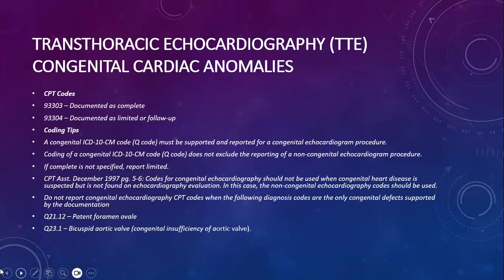A congenital ICD-10 code or a Q code must be supported to report a congenital echocardiogram. So if your provider says that they are looking for or wanting to rule out a cardiac anomaly, and then they do the echo and a congenital condition is not found, you will default back to your non-congenital echo codes. You cannot bill a cardiac echo for congenital conditions unless you actually have a definitive congenital condition.